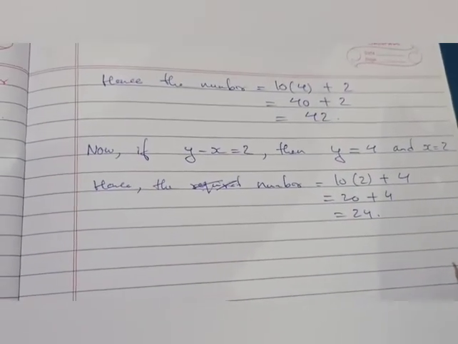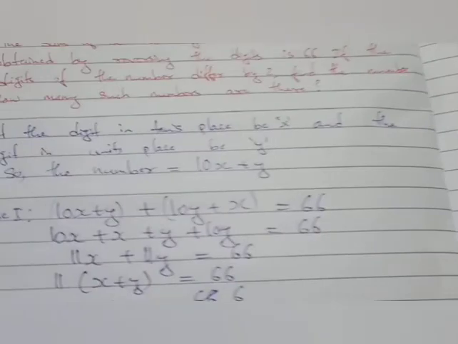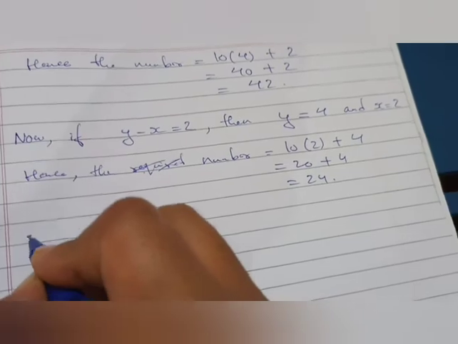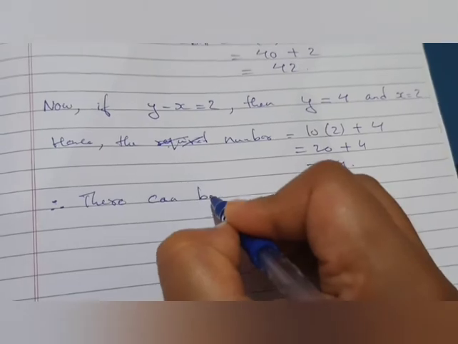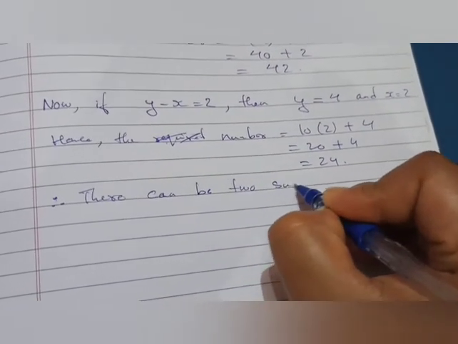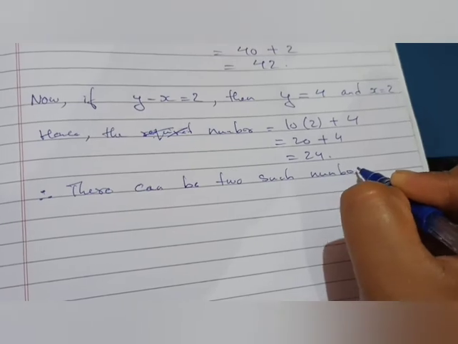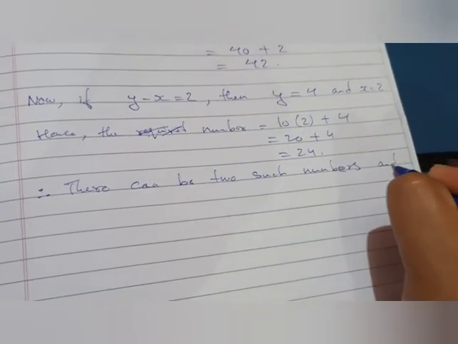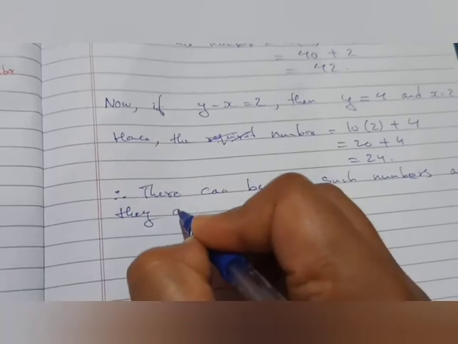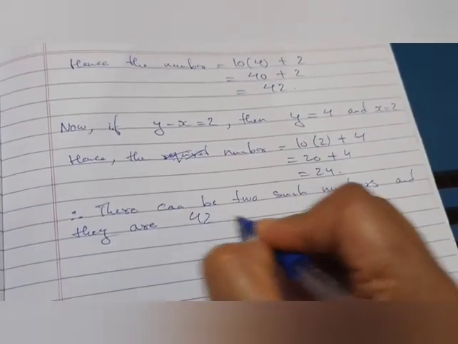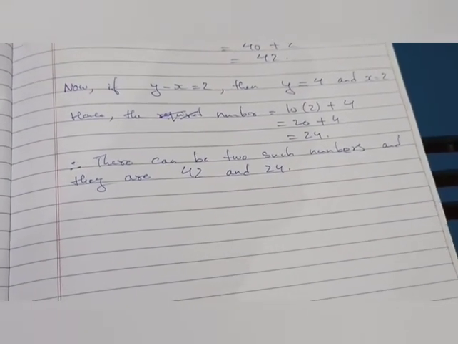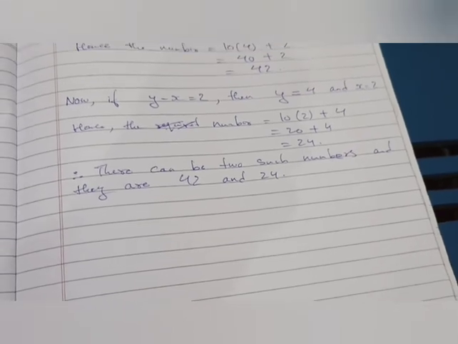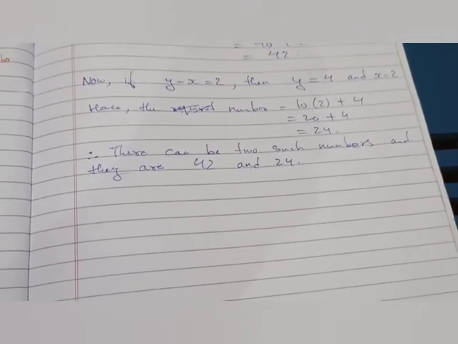So as per the question, we were asked how many such numbers are there, how many such possibilities are there. So we'll finally conclude. Therefore, there can be two such numbers and they are 42 and 24. So when the difference between the digits is given, there can be two possibilities, but still the solution is more or less the same.